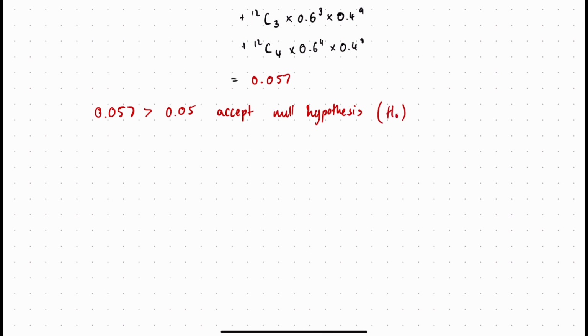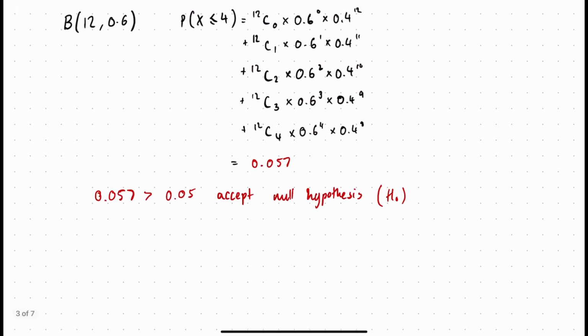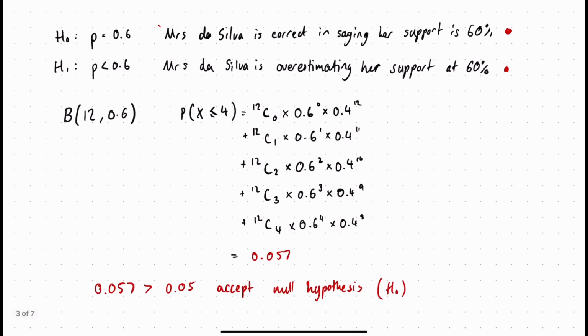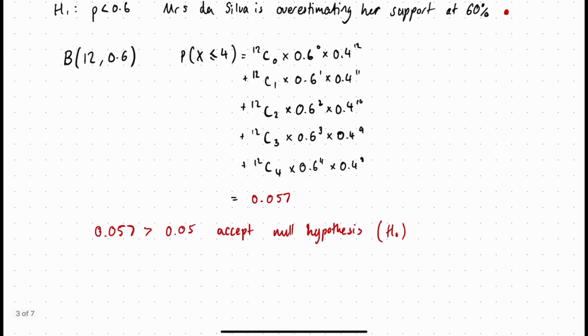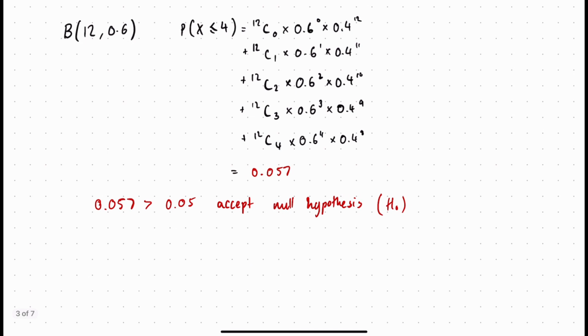Okay, and in the real assessment you'd want to write that out in full. So in the actual test you would say what that means, so you'd repeat this line. This means Mrs. De Silva is correct in saying her support is 60%. Okay, so that's how you would do this. Hopefully that explains it.